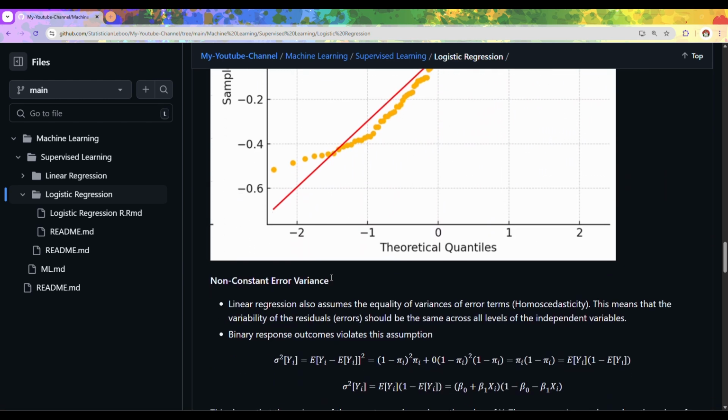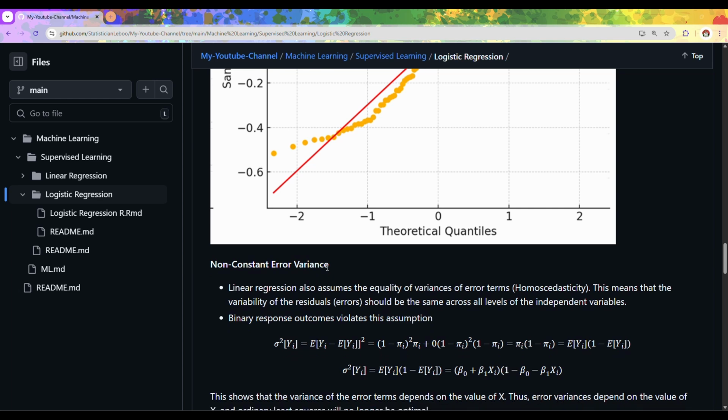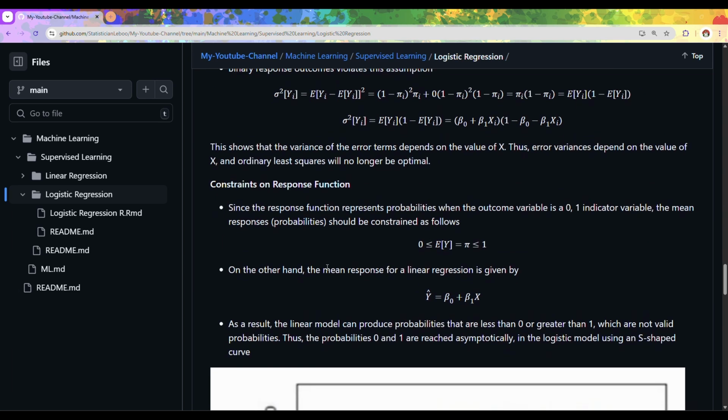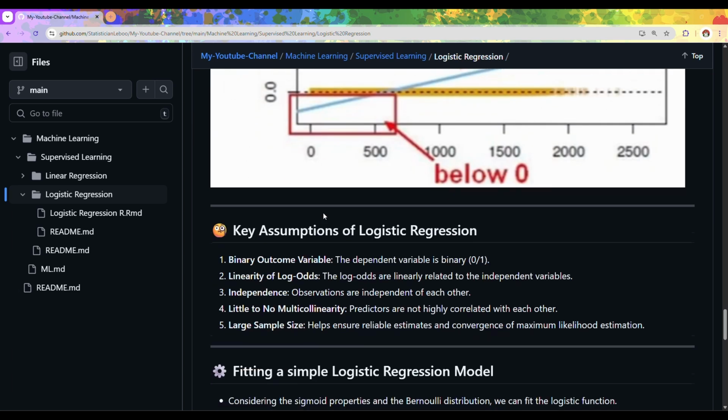Also, the second one is due to non-constant error variance, and the last one is the constraint on the response function.